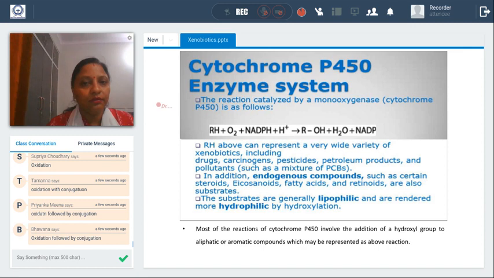This is important because most of the reactions of cytochrome P450 involve the addition of a hydroxyl group to an aliphatic or aromatic compound, which may be represented like this: RH plus oxygen. This converts into ROH.